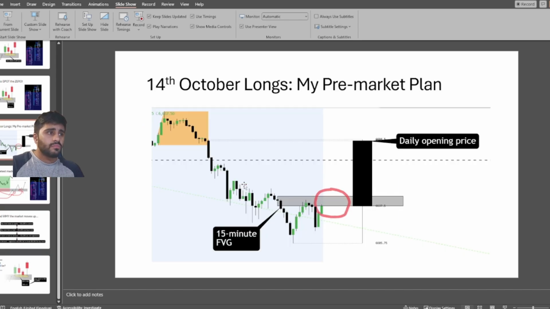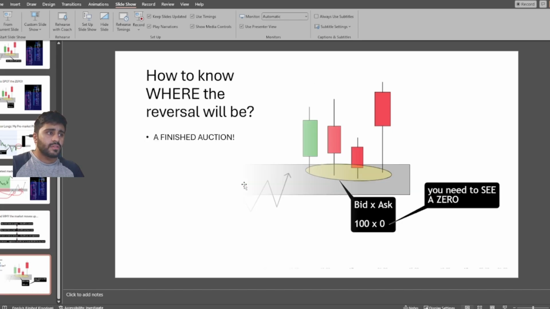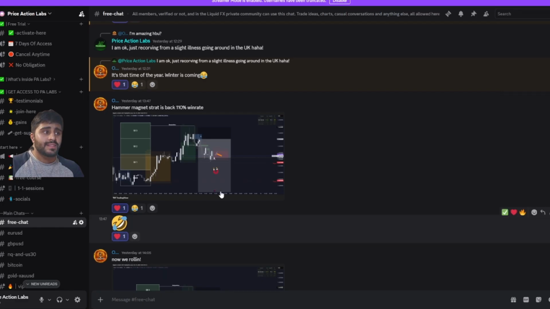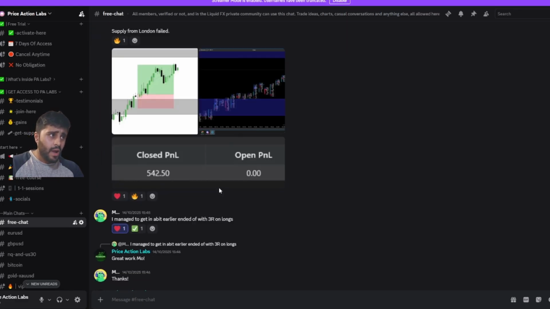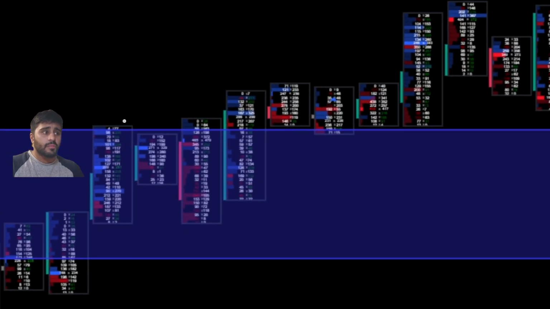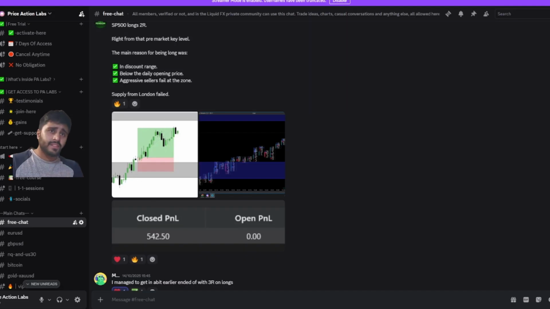So focus on the last 2 sections I've done here, right? So key level starts to hold as demand, sellers are aggressive, sellers fail to break below the level. So that is exactly what happened on Tuesday, right? So what happened is key level broke above, aggressive sellers came back in, these aggressive sellers failed, we break above. This means that a supply zone has now flipped to a demand zone, and that is the reason we bought. It's as simple as that, right?